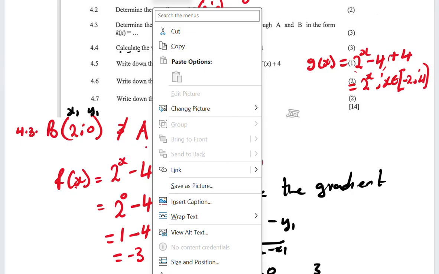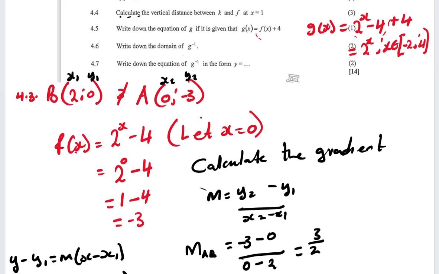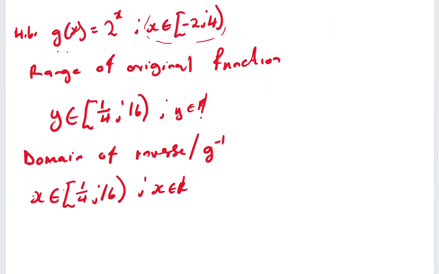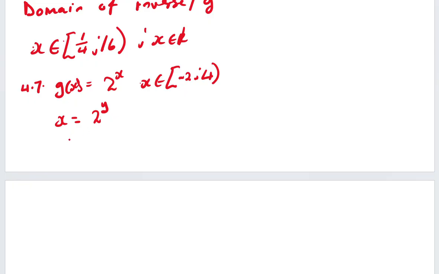So okay, now, sorry, this one. Now write down the equation of the inverse of g in the form of y. It's 4.7. We know that the inverse of g, first of all, write your g of x as 2 to the power x, where x is between minus 2 and 4. Do you get me? They want the inverse. Where there is g of x, you put x, because you interchange x and y when you want an inverse. Here you get 2 to the power y, because they say we must write it in the form of y.